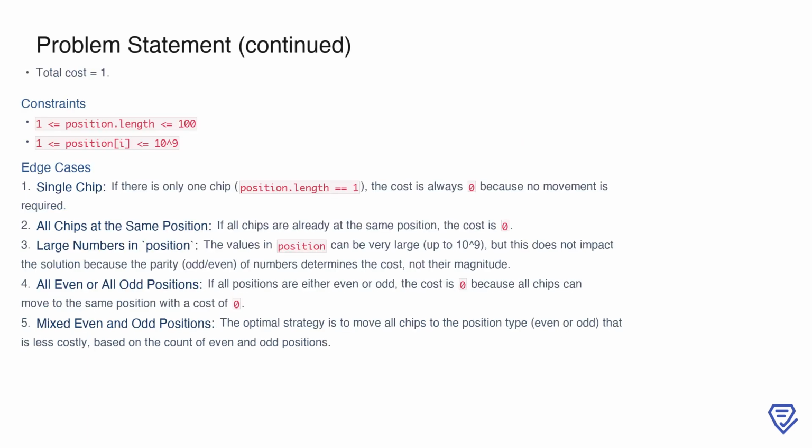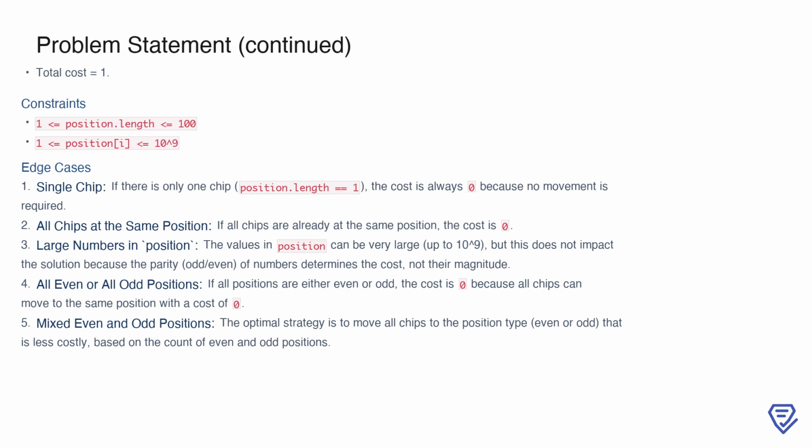Finally, let's review some important constraints and edge cases. The number of chips, or the length of the position array, can range from 1 to 100. Each position value can be as large as 10 to the power of 9, but this does not affect the solution because the cost depends only on whether the positions are odd or even, not their magnitude. If there is only one chip, no movement is needed, so the cost is always 0. Similarly, if all chips are already at the same position, the cost is 0.